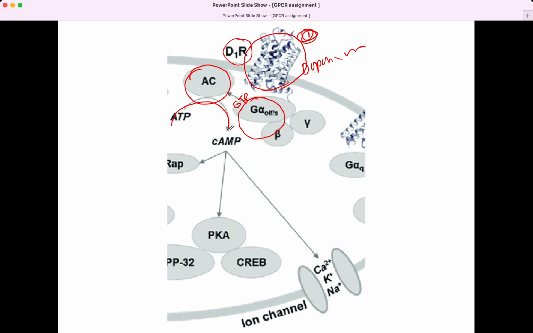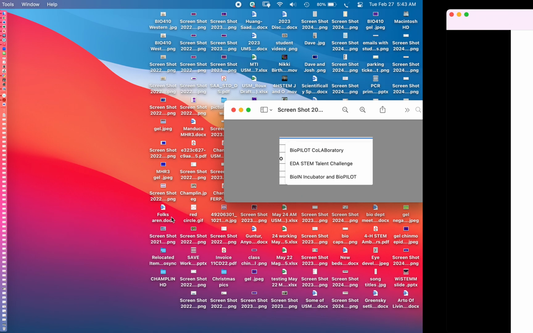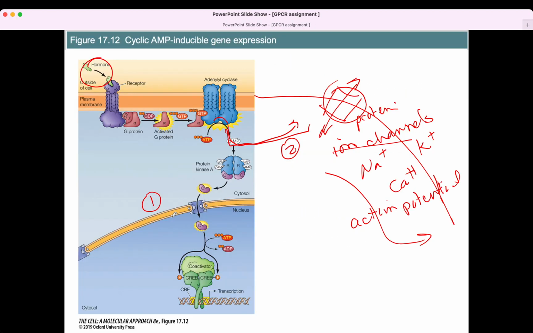That's going to convert ATP to cyclic AMP, and the cyclic AMP can activate protein kinase A, and that will lead to the phosphorylation of CREB, transcription factor, and new gene expression. That's our genomic response. So that's showing, again, all of that is showing in this figure.